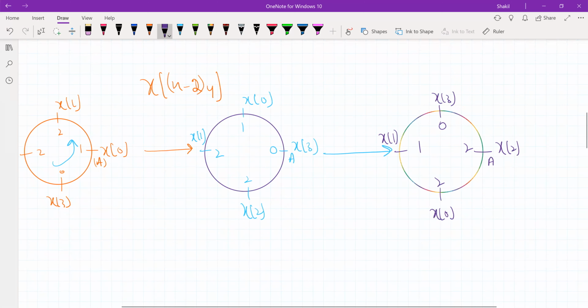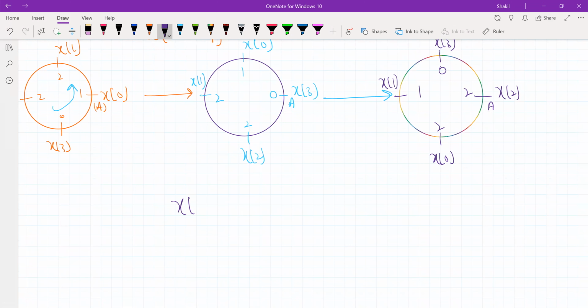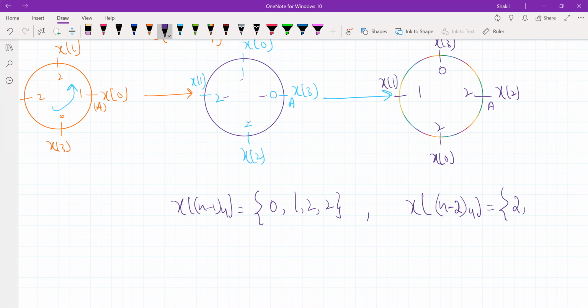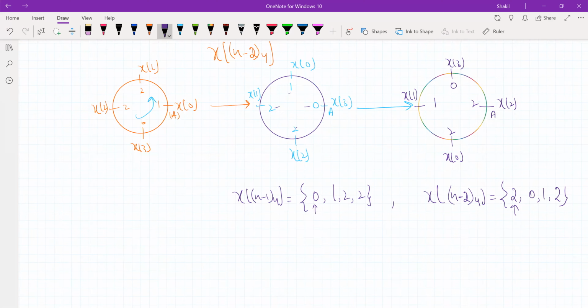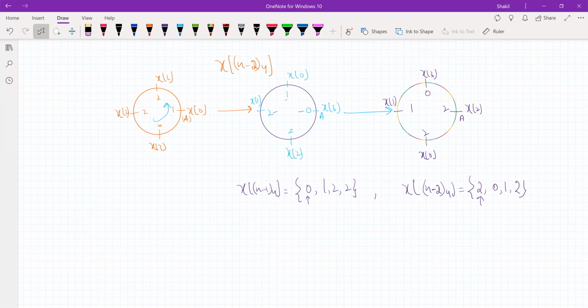This is x of n minus 1 of the 4-point sequence. You can start reading the values like this. Start from this: your first point, second point, third point, fourth point. I'm arranging the terms counterclockwise. Please pay attention, you can also arrange the terms in a clockwise fashion. So this will be 2, 0, 1, and 2. So this is n equal to 0. Alright. So this is how we obtain the circular shift using a circle.